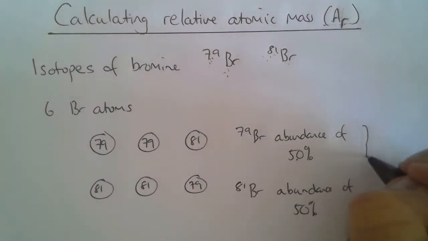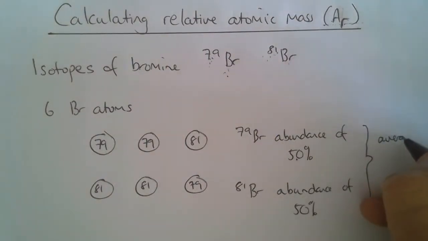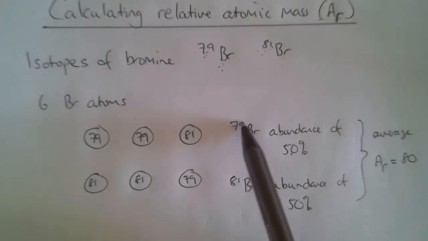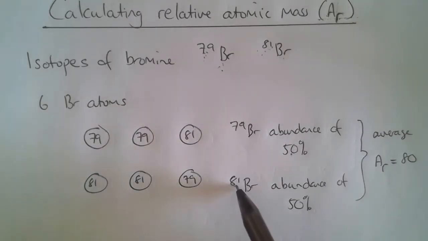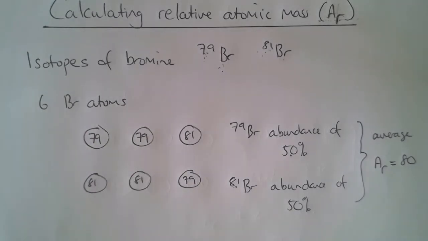From that, it's quite easy for us to state that the average, or the relative atomic mass, in this case is equal to 80. Half of them have a mass of 79, half have a mass of 81. The midway point between those is 80. So that works nice and easily for bromine because it's quite a straightforward example. It doesn't work for pretty much any other isotope.